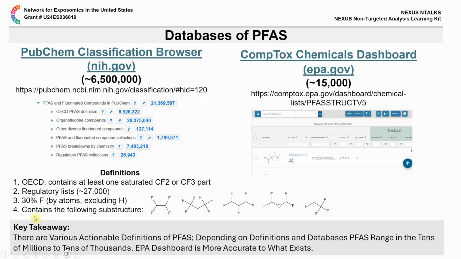They also had another definition previously of containing the following substructures. So we can see that there's not quite a harmonization on how PFAS are defined, and obviously this is important from a regulatory standpoint, but also from a non-targeted standpoint or from a measurement standpoint and a human health standpoint. Where do we focus our resources? What do we consider a PFAS and not a PFAS?